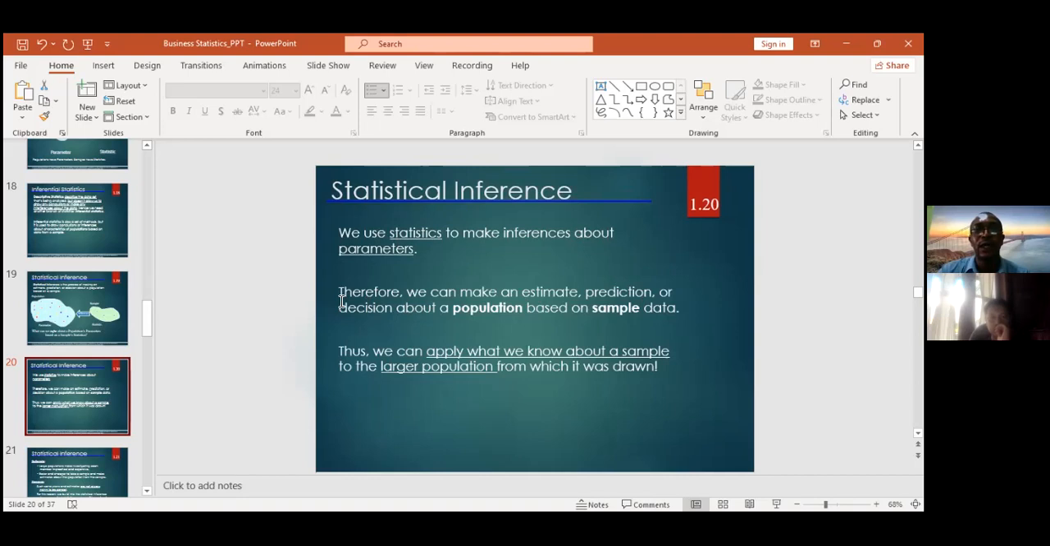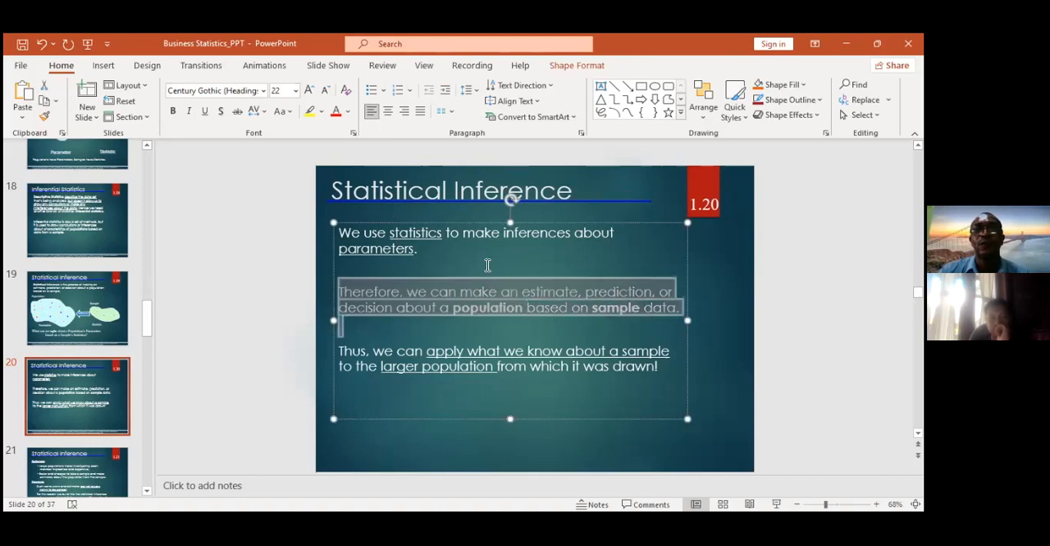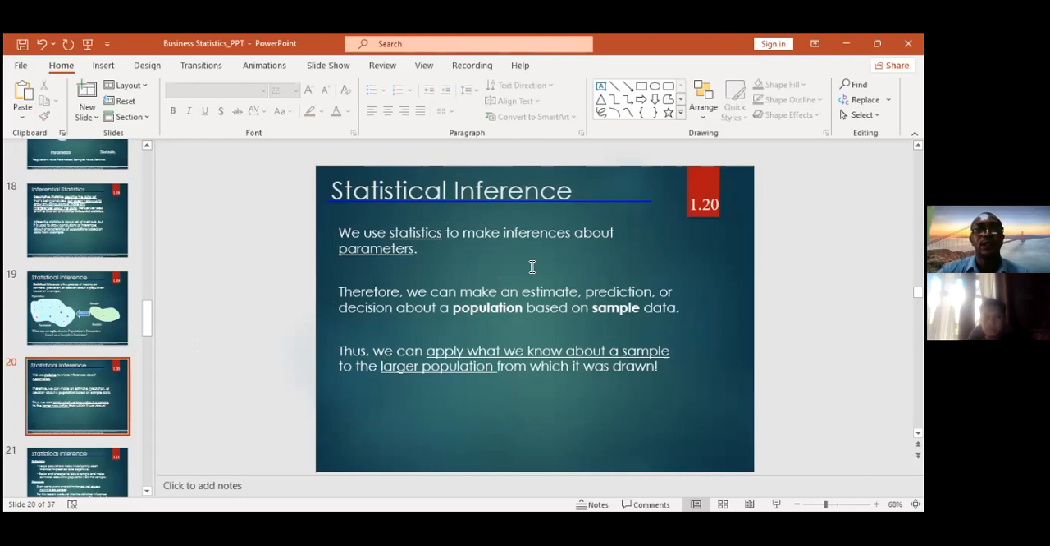Now, this conclusion here is very important. This statement here is very important. So from the sample, you can make decision about a population. Thus, we can apply what we know about a sample to the larger population from which it was drawn. So from what we have discussed so far, you can see the connections.